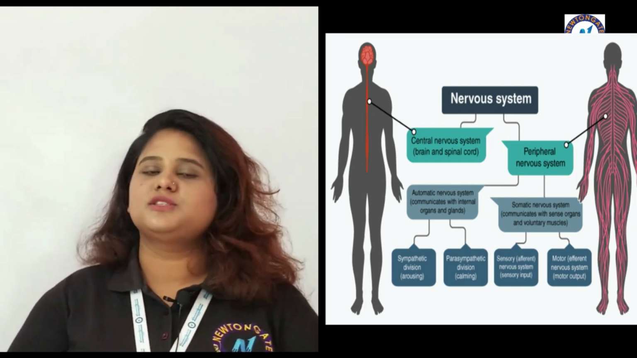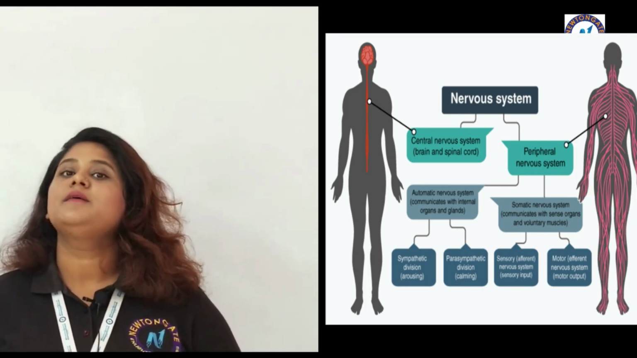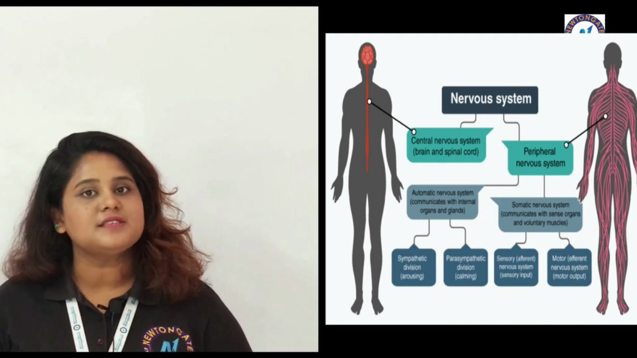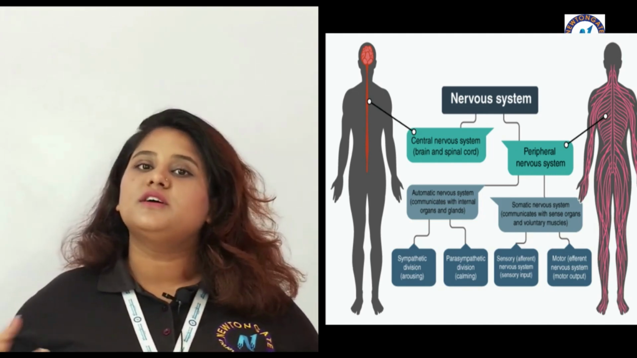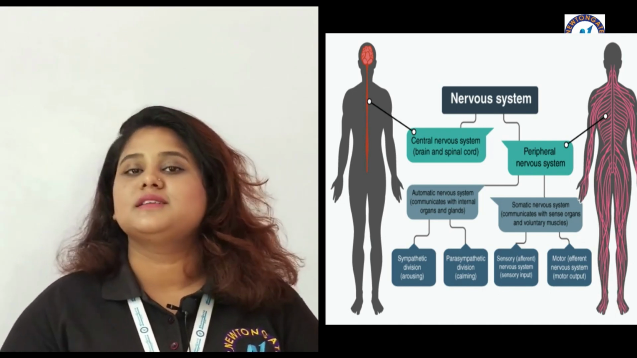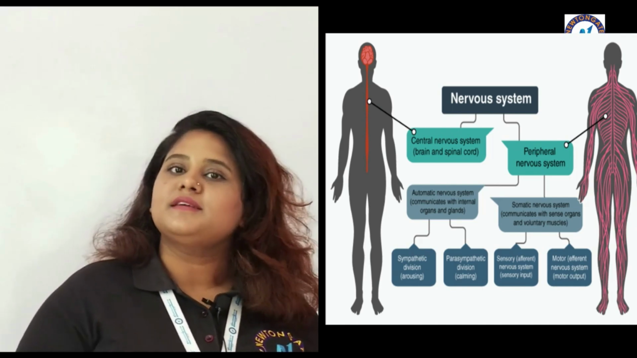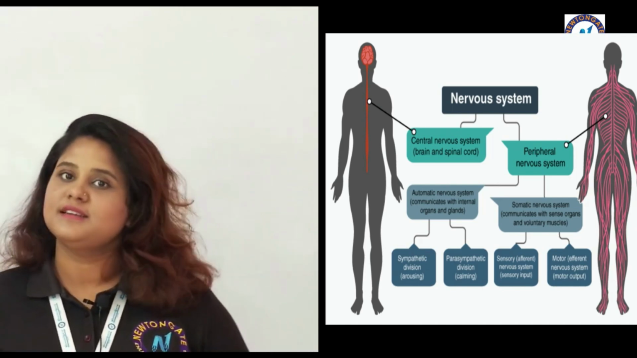There are 2 other parts into which we divide the nervous system. Secondly, the peripheral nervous system, which covers all the nerves in and around the periphery, okay, and the third one is the autonomic nervous system, which comprises the parasympathetic and sympathetic nervous system.